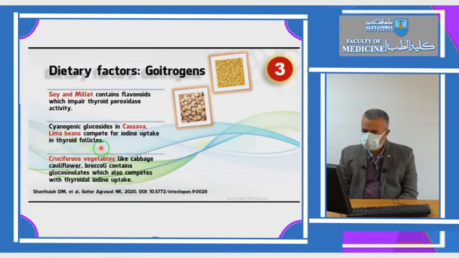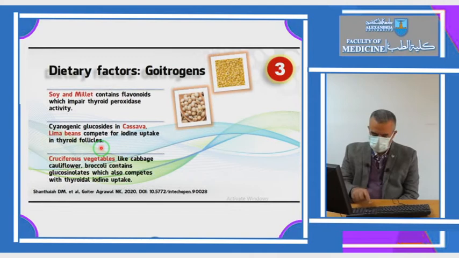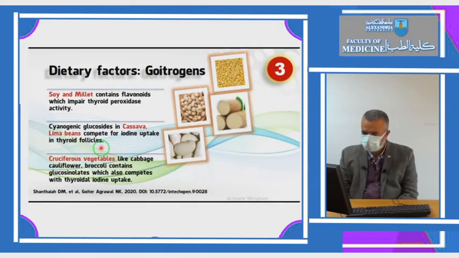And then another example would be cassava and lima beans. Lima beans contain what we call cyanogenic glucosides, which compete for iodine uptake in the thyroid follicles. And then we have the so-called cruciferous vegetables.